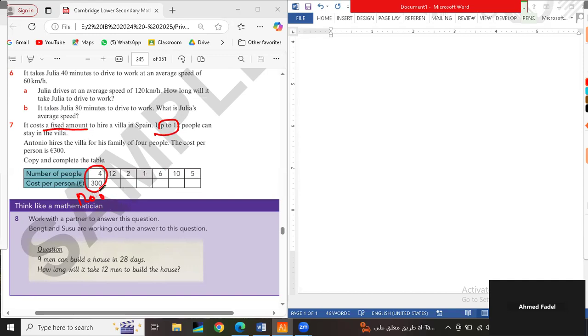So for 1,200, 12 people will hire the villa. How much will each one pay? The cost per person is going to become, yes, 100. What if they were 2 people? Then 600. What if only one person hires the villa? Well, the villa costs 1,200, so one person is going to pay 1,200, and so on. For 6 people, I'm going to divide it by 6. It becomes 200, and so on until you finish the rest of the table.